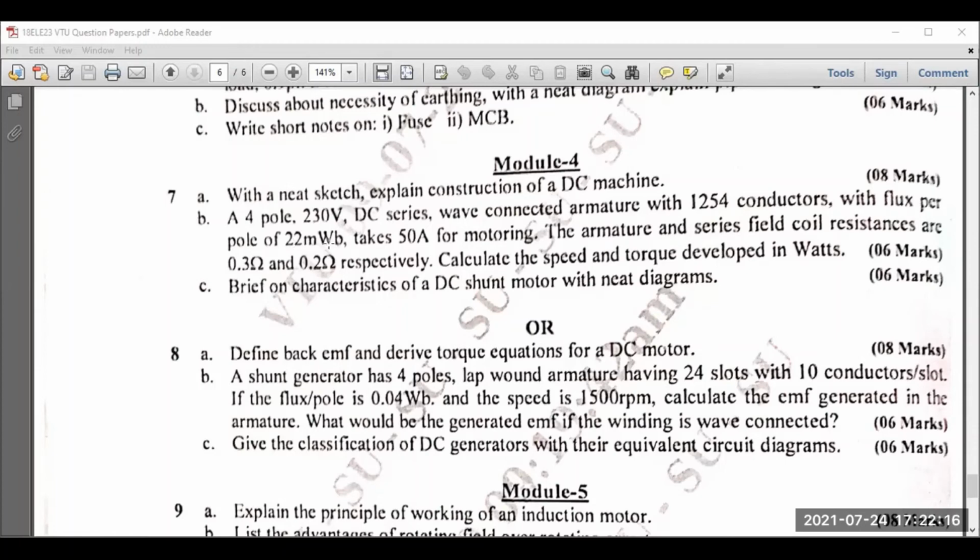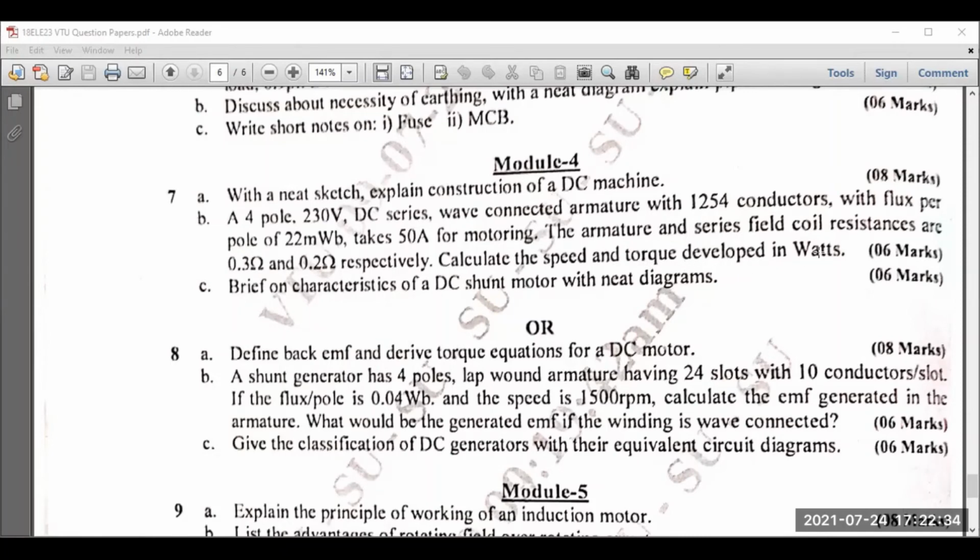Convert into Weber: 22 into 10 to the power minus 3 Weber. The current I is equal to 50 amps. Then the armature and series field resistances, RA and RSC, are equal to 0.3 and 0.2 respectively. Do mention RA and RSC. Calculate the speed and torque developed in watts.